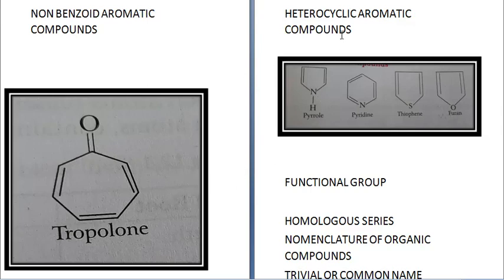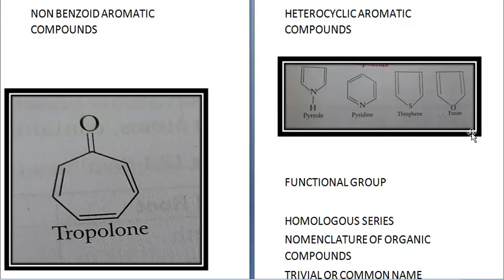The next is heterocyclic aromatic compounds. Again, hetero means, I told you, different. So if in place of carbon there is something else like nitrogen, sulfur, oxygen, then it becomes heterocyclic aromatic. But there are double bonds and single bonds. So like over here, see, this is pyrrole. This structure is pyridine. This structure is called as thiophene, and here this is furan. So this is how, when there is nitrogen, sulfur, oxygen in place of carbon in the closed ring structure, then you will call it heterocyclic aromatic compounds.